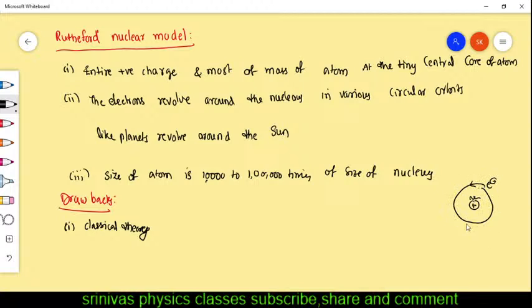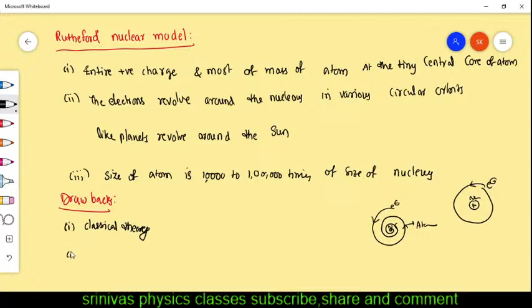It should lose its energy continuously. According to classical theory, any moving object should lose its energy. When it loses energy, it should spiral like this and fall into the nucleus. It should not continue in the same circular orbit. When the electron falls into the nucleus, the atom should collapse. But practically the atom is stable. That is why he could not explain it.